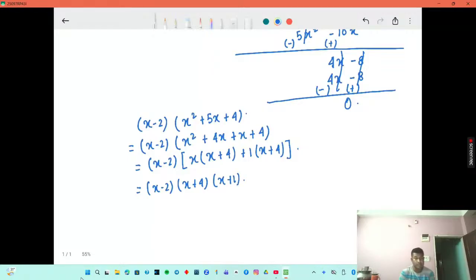So here we can see that the factors of this given equation are x minus 2, x plus 4 and x plus 1. Is it clear to you? If you have any doubt, then you can definitely ask me in the chat box and I will positively solve your doubt.